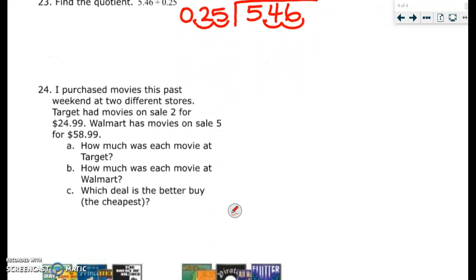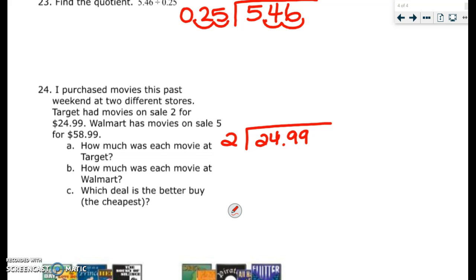I purchased movies this past weekend at two different stores. Target had movies on sale 2 for $24.99, and Walmart had movies on sale 5 for $58.99. So first of all, we need to figure out how much each movie was at Target. So if 2 were for $24.99, how much is one movie? I would take the amount of money and I would divide. Again, you'll have to round because we're working with money, so you need to round to the nearest hundredth.